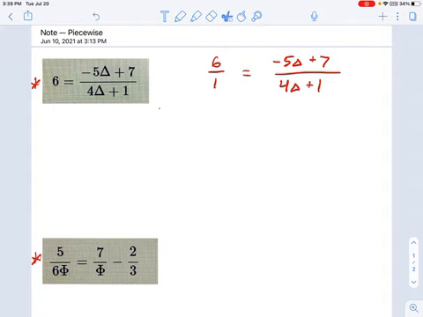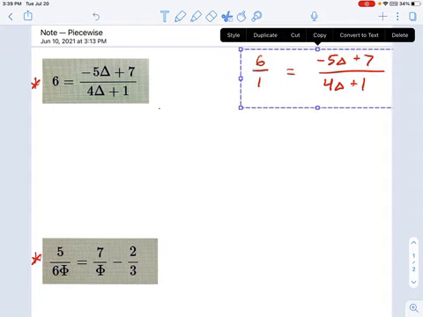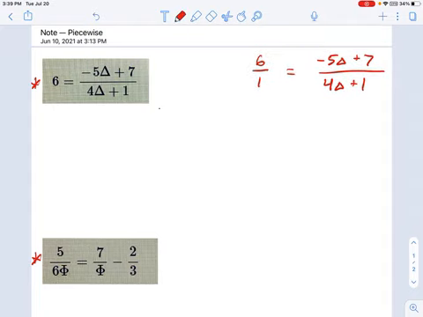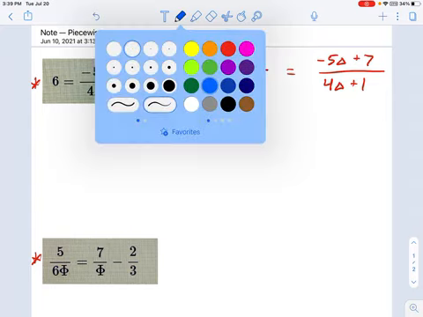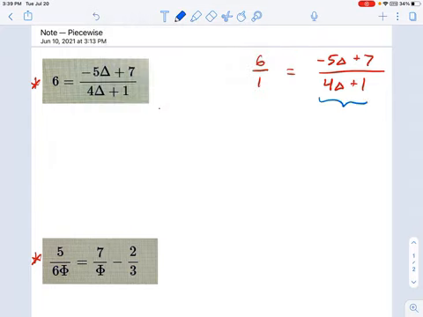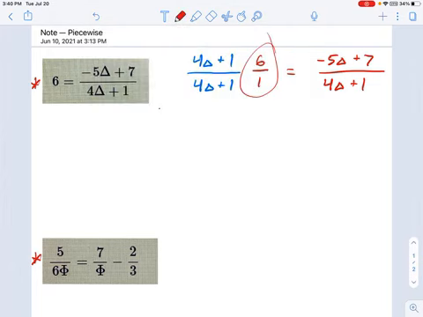Now, you can see that the factor the left side is missing is this 4 delta plus 1 thing. That's the missing denominator from the left side. So I'm going to multiply the left side by a crazy 1. And that is just going to be 4 delta plus 1 over 4 delta plus 1. And if you remember from adding rationals, this is the same idea. We're not changing the value of this number. We're just changing what it looks like. We're changing the form it's in.